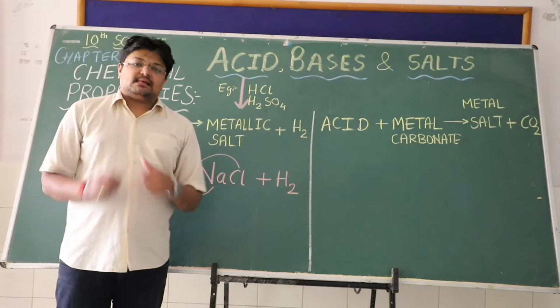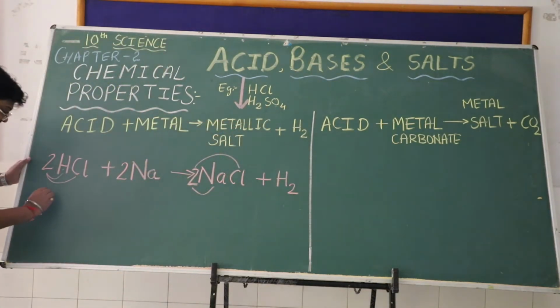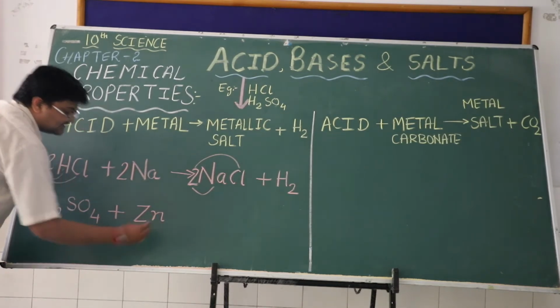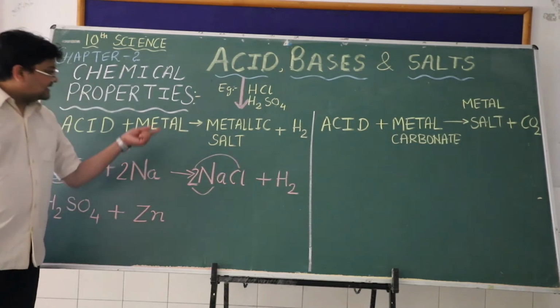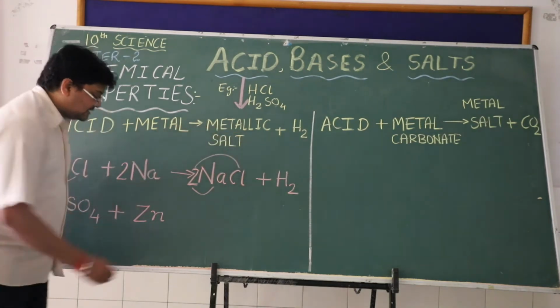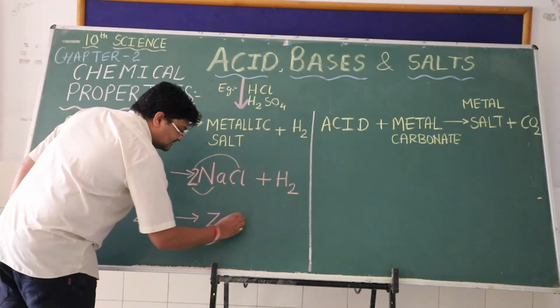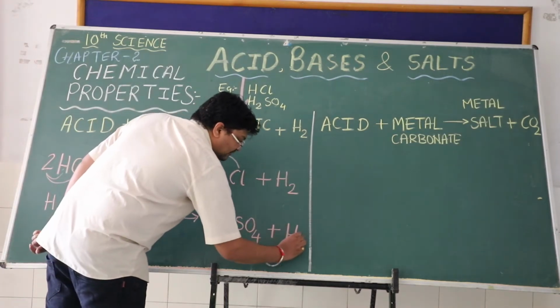Let us take one more example. Let us take sulfuric acid this time. So I take sulfuric acid over here, H2SO4. Now this reacts with zinc. For example, zinc is a metal. So sulfuric acid reacts with zinc metal, as our general reaction says, acid plus metal gives metallic salt. So here salt will be formed, that is zinc sulfate. This is the salt that will be formed, and hydrogen gas will be evolved.